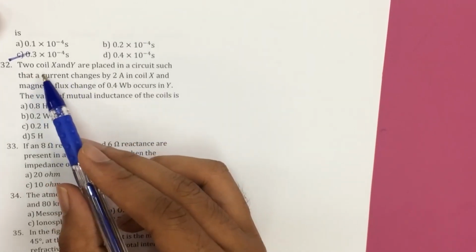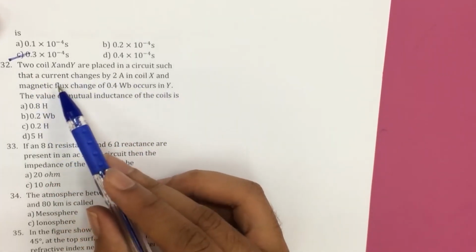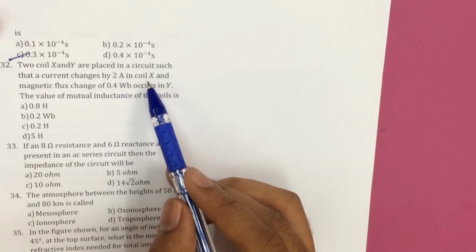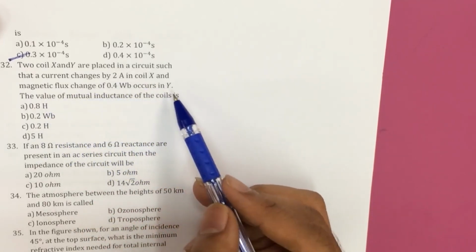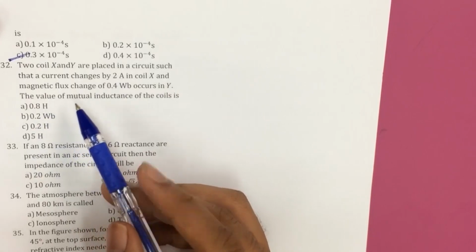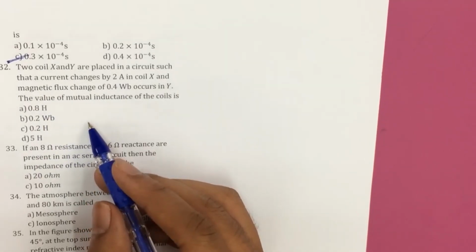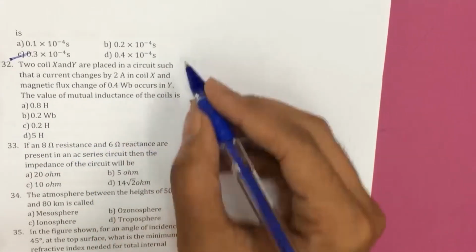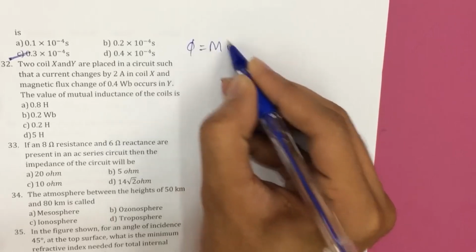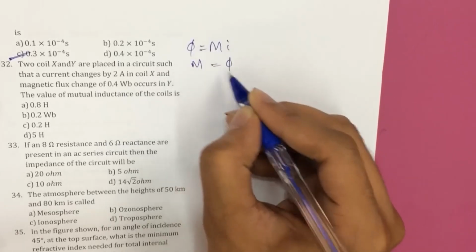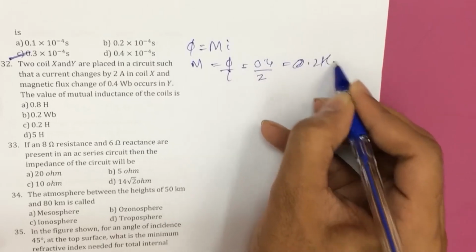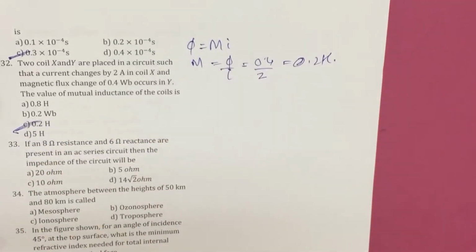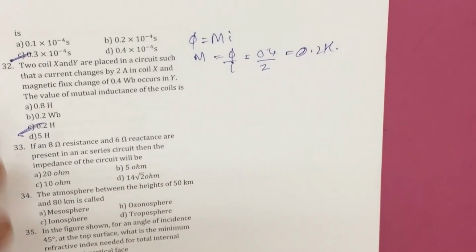Question 32. Two coils X and Y are placed in a circuit such that the current changes by 2 ampere in coil X and magnetic flux change by 0.4 Weber occurs in Y. The value of mutual inductance of the coils is? Now here phi would be equal to M i. So M would be equal to phi by I. So that is 0.4 divided by 2, which is 0.2 Henry. So correct answer is option C, 0.2 Henry.